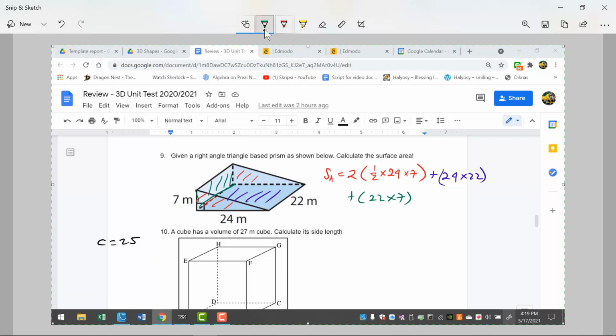And the last one is going to be 25 times 22. Okay, so if you put it in the calculator, you will get 1,400 meter square.